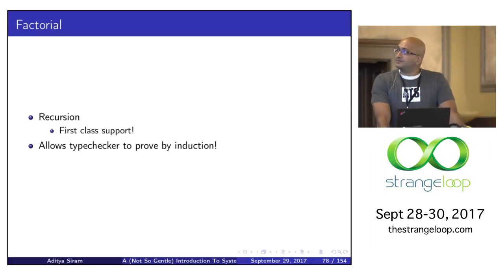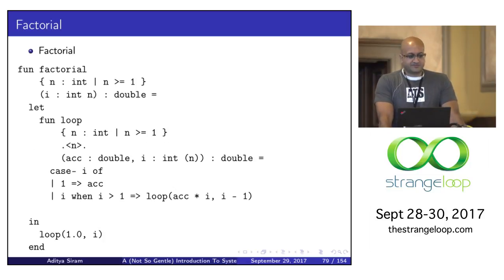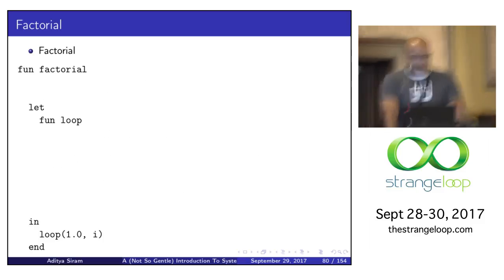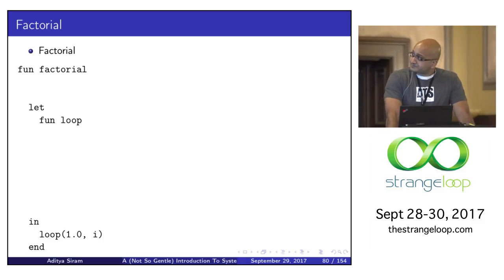Like I said, ATS has first-class support for recursion. In fact, it encourages recursion, unlike other systems programming languages. Other systems programming languages don't like recursion because it blows up the C stack. This is also true. ATS encourages it because it allows the type checker to prove things by induction. So here's a factorial function in ATS. There's a lot of gook there, so let's look at the essential complexity here.